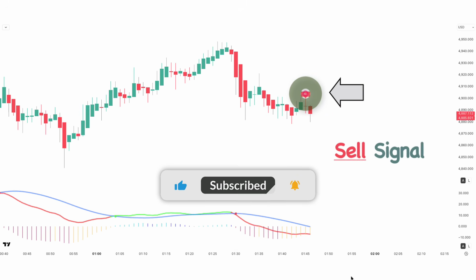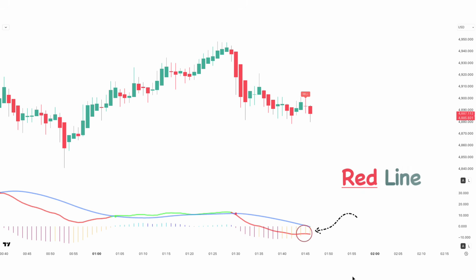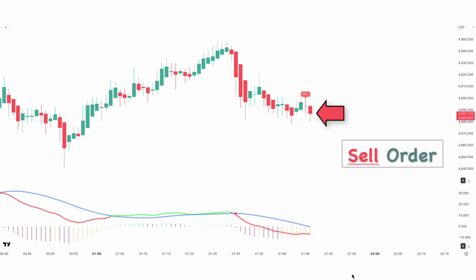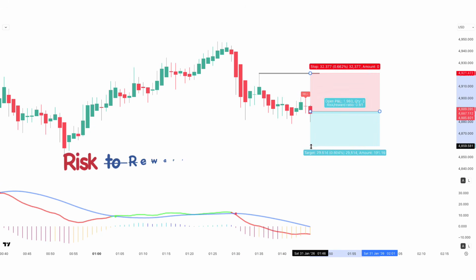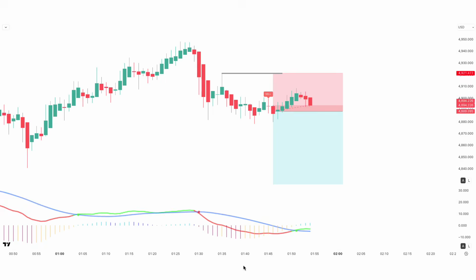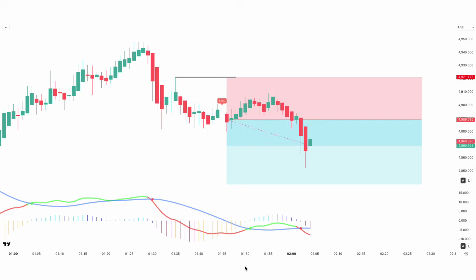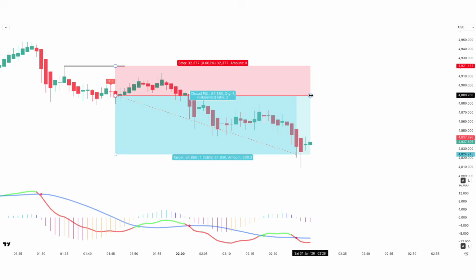When the TRAMA RSI filter arrow of this indicator is a sell signal, the red line of the MACD custom indicator should be below the blue line, and the market forms a bearish candle. If this condition is fulfilled, then we will place a sell order. Our stop loss is to be placed at the previous high of the market, and the risk-to-reward ratio will be 1:2. The market has completely hit the target.